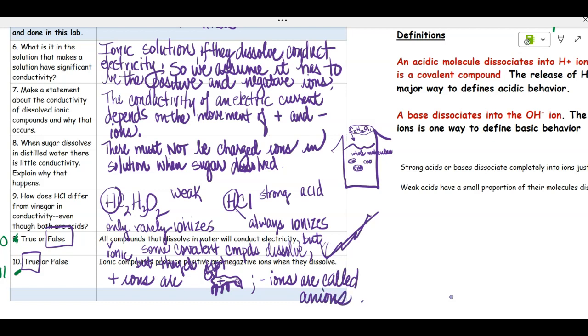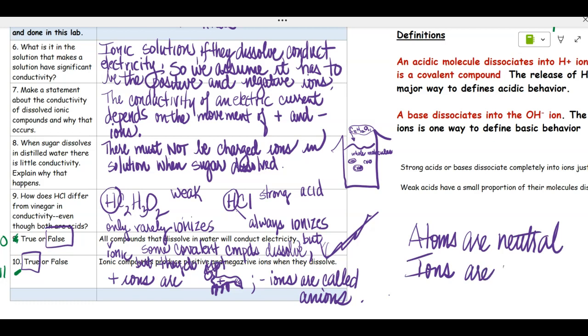So what is an ion? An ion is simply a charged particle. Atoms are neutral, right? Atoms are neutral. Ions are charged particles. That's how they're different from atoms. Either plus or minus.